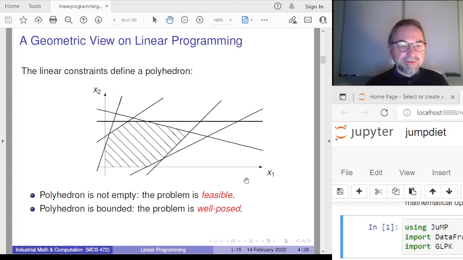But feasibility can be translated as the polyhedron not being empty. So the constraints are in agreement in the sense that they are not conflicting. The problem is said to be well posed if the polyhedron is bounded, like is the case here. So our constraints represent half planes, and the intersection of these half planes is a polyhedron.